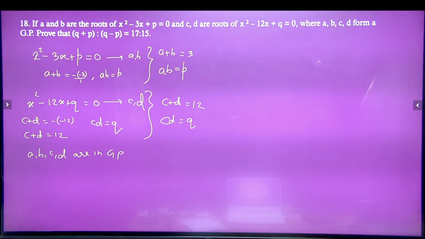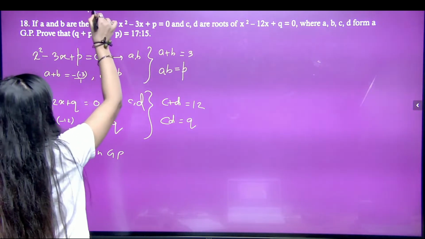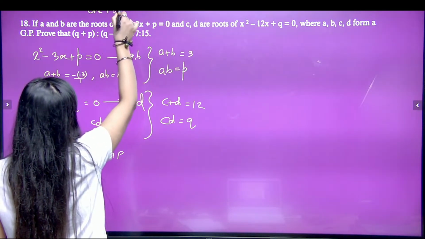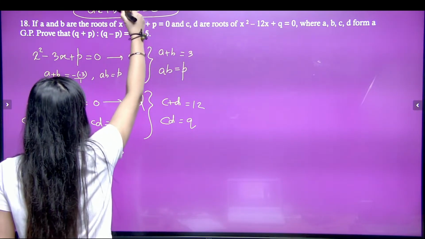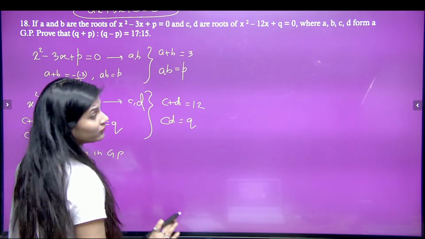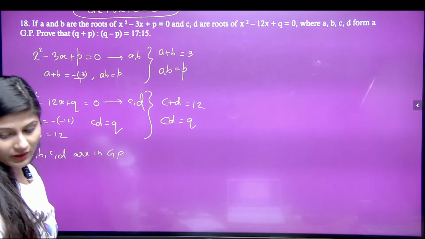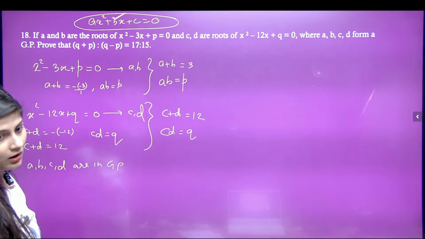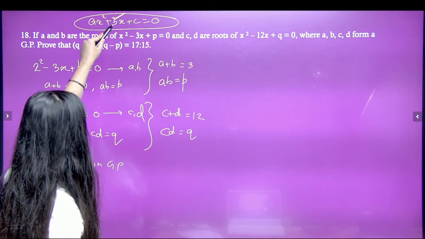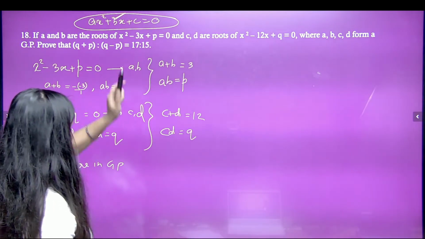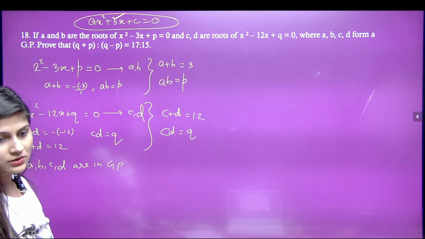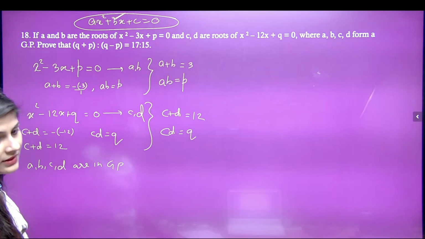Is it clear? We know that in a quadratic equation, the sum of roots is equal to minus b by a. What is b here? You know that the equation is always in the form of ax square plus bx plus c is equal to 0. So whatever be the coefficient of x is the b, and whatever will be the coefficient of x square is a, according to our formula. Okay, so that's all.